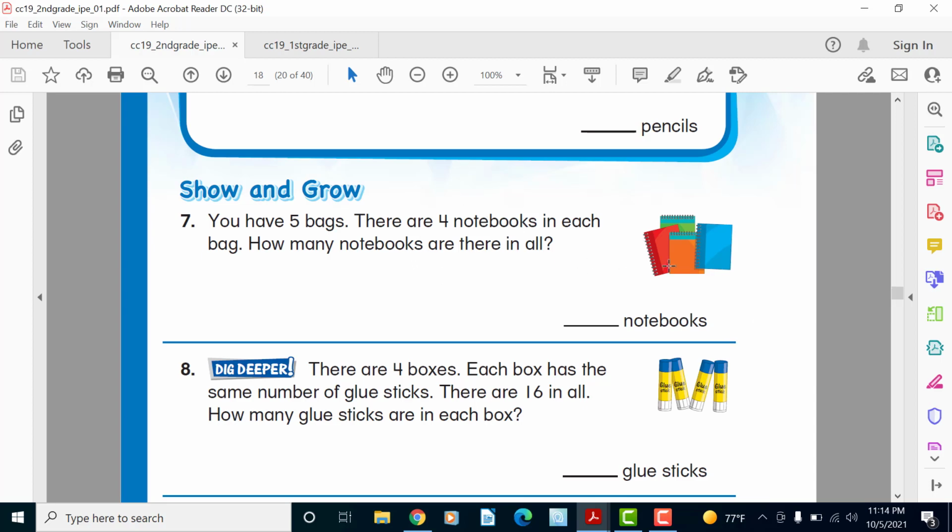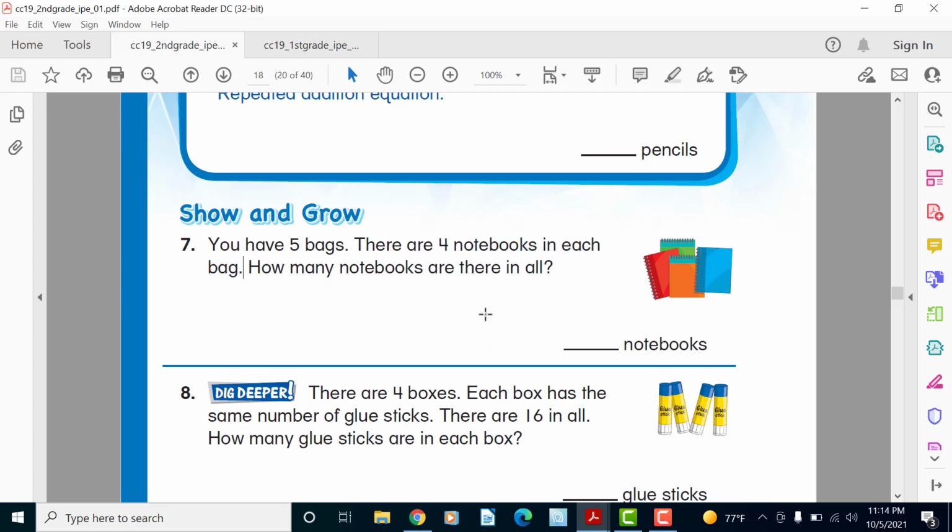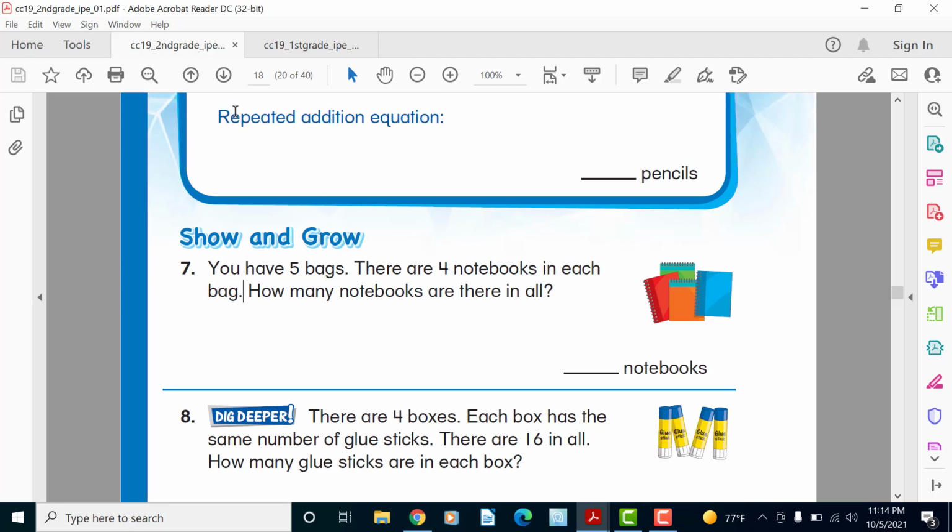Now for notebooks, I'm not going to try to put a little box for a notebook because I think that'll get too confusing. But in each bag, I'm just going to put 4 little circles because there are 4 notebooks in each bag. Then, how many notebooks are there in all? Do you notice what's not here? It does not say to write a repeated addition equation. You may if you want to, but you don't have to.